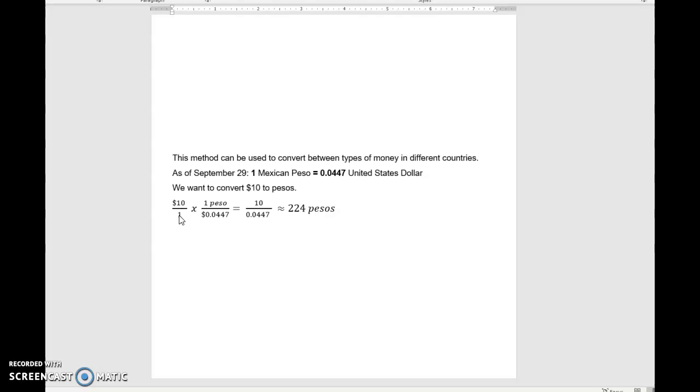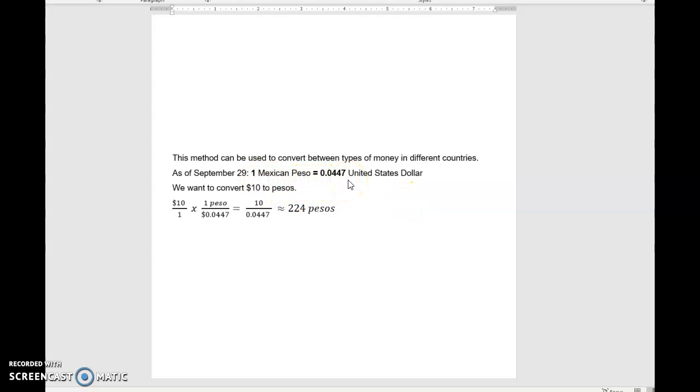Take my original unit of measure, put it over 1 times the 1 peso over the dollar amount, which I get from right here. Do my multiplication, do my simplifying, and I get approximately that $10 is equal to 224 pesos. So when I paid the shopkeeper, I would know I had to give them about 224 pesos for something worth about $10. This can be used to convert any kind of unit of measure from one unit of measure to the other. All you have to know is what is your conversion unit.